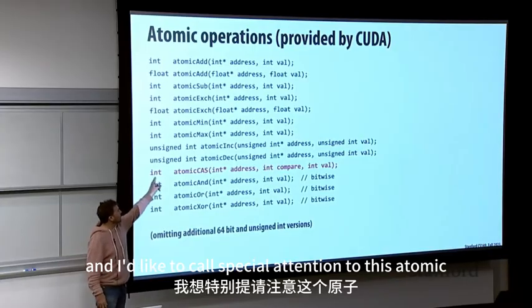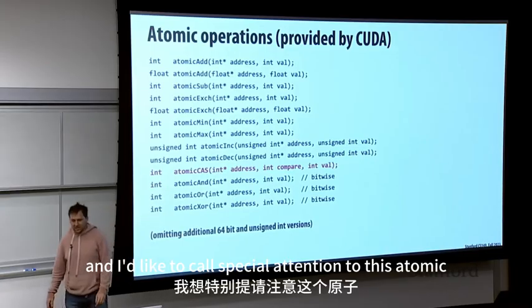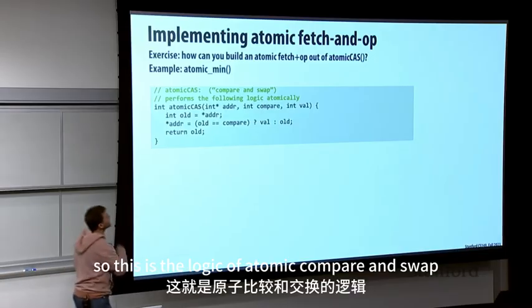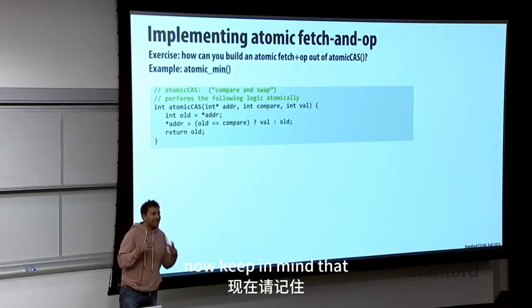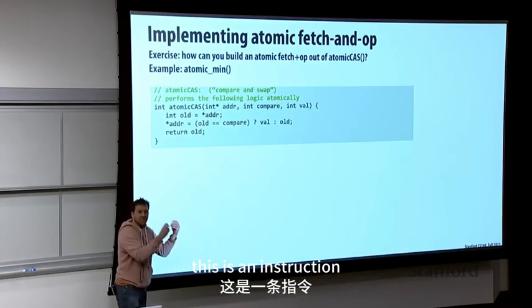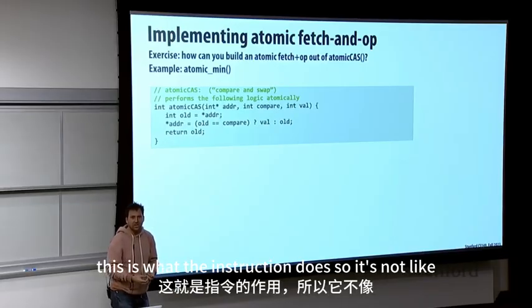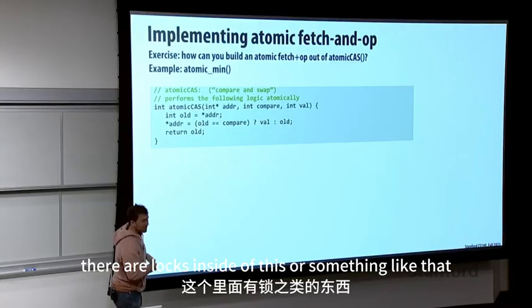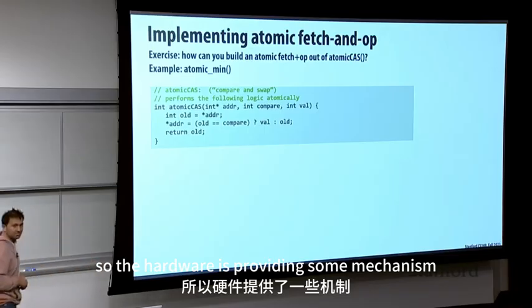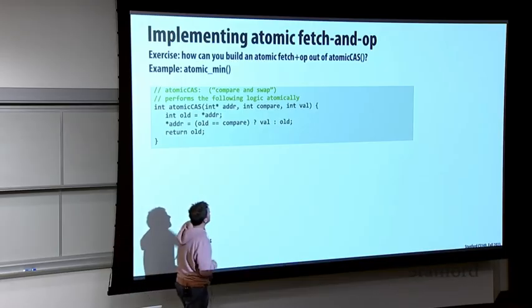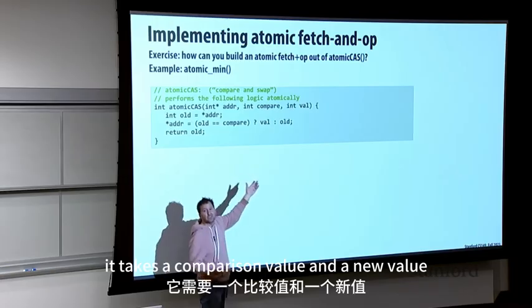And I'd like to call special attention to this atomic compare and swap. CAS is compare and swap. So this is the logic of atomic compare and swap. Now keep in mind that even though I'm writing it here as C code, this is an instruction. This is what the instruction does. So it's not like there are locks inside of this. The hardware is providing some mechanism where this can be atomic. And what it does is it takes a pointer to an address, a comparison value, and a new value.